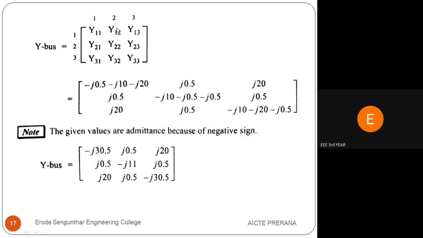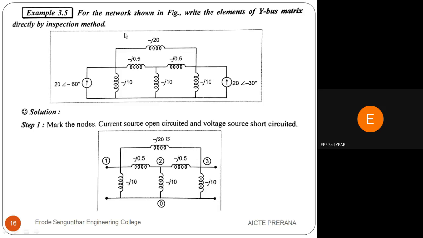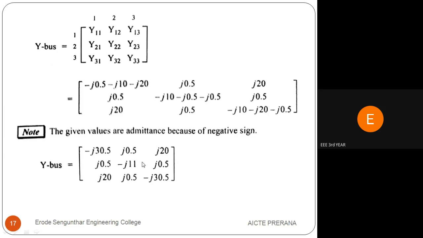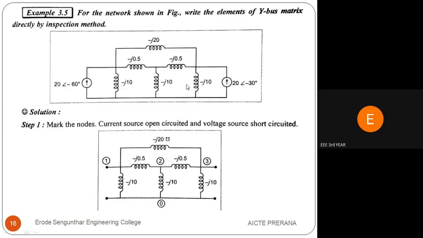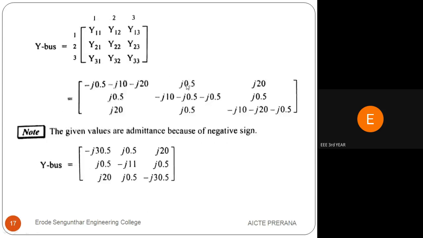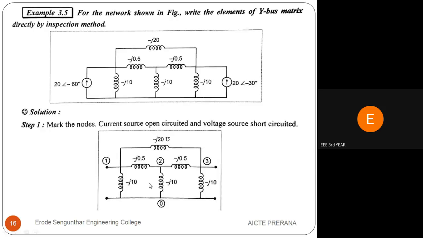Now consider y12. What is y12? The element present between node number 1 and 2. Between 1 and 2, there is only one element, that is j0.5. Next, y13. Node 1 and 3 are connected by an element whose value is j20.